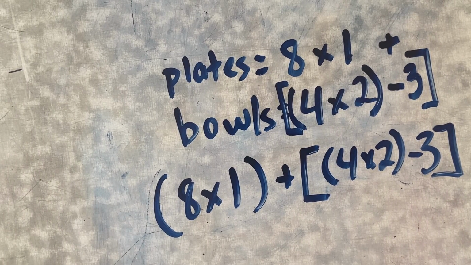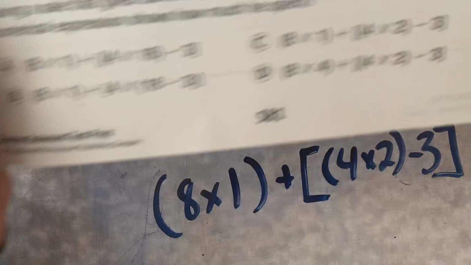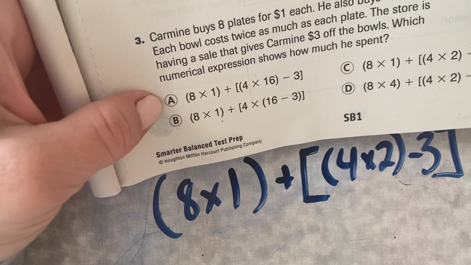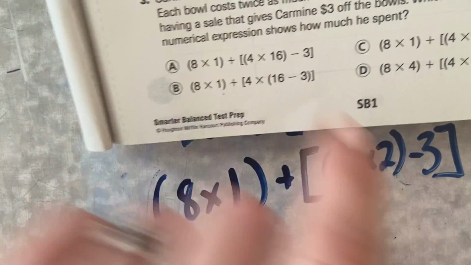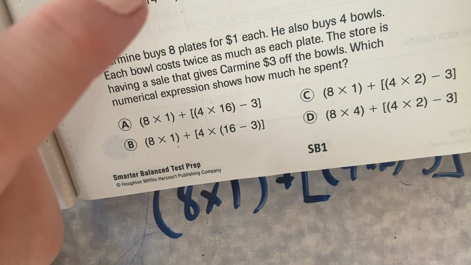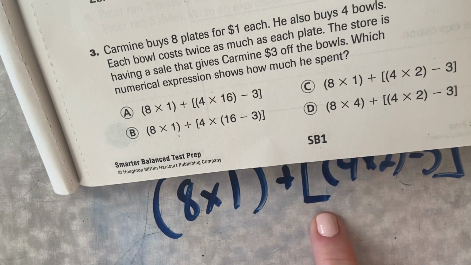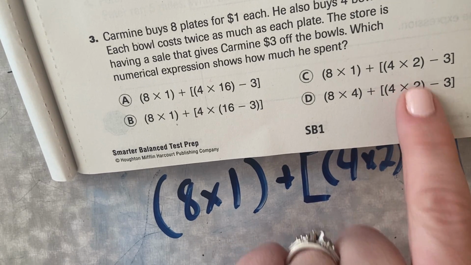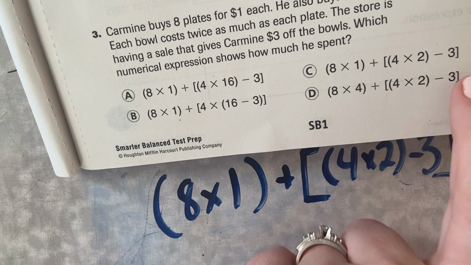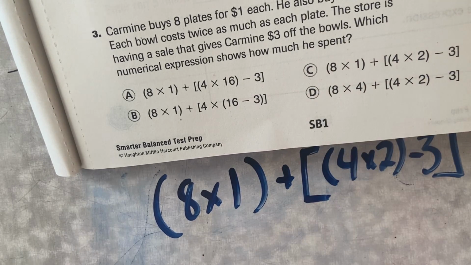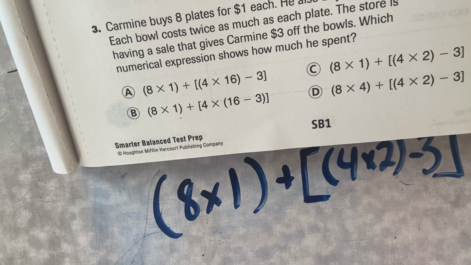So let's take a look at which of the answer key options match what we came up with right here. So let's look back. A is definitely wrong because of this number 16 right there, and B has the same number. So let's take a look over here at C. We have 8 times 1, which is right, plus, and then they've got a bracket there that looks right so far. 4 times 2, that represents how much we would pay for the bowls. Subtract 3 is the discount. So that one looks really good to me, but I know that I should always check all of the possible answers before I really determine what the right answer is going to be.